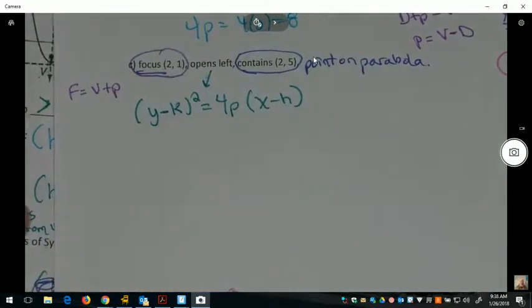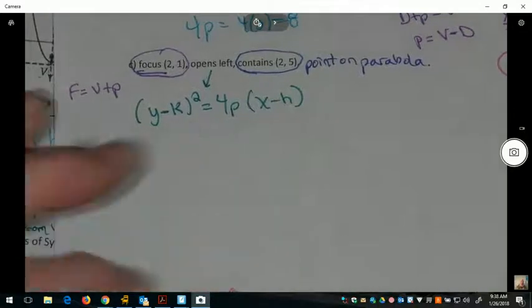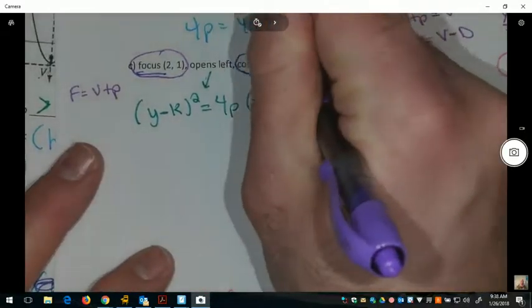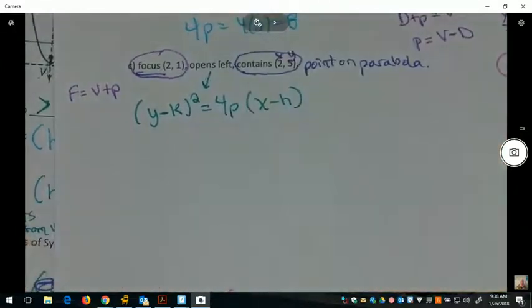I'm sorry? It says contains. Contains, so it's not the vertex, it's just a point on the parabola. So I can't plug that, I don't want to plug that in for h and k. I could plug it in for x and y, but I can't plug it in for h and k.